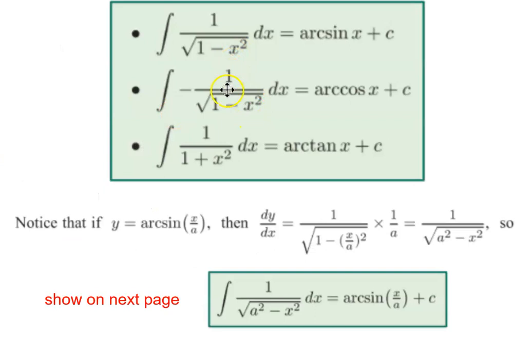So, these three here, you will not remember those. You will have them on your help notes. So you have this expression, and if we integrate it, we get arc sine, etc.